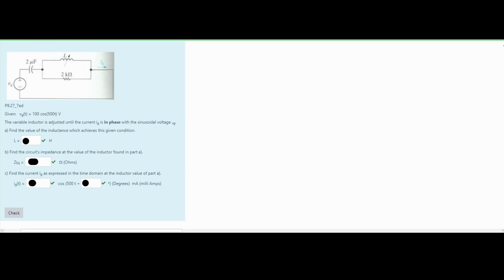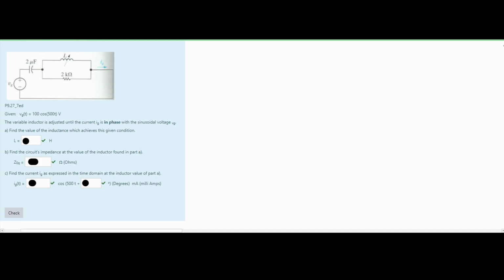In this problem, we are given the following circuit diagram here. We were also given our voltage in the sinusoidal form. We are asked to find the value of the inductance which achieves the given condition, and find the circuit's impedance at the value of the inductor found in part A, and then also find the current I of G as expressed in the time domain as the inductor value of part A.